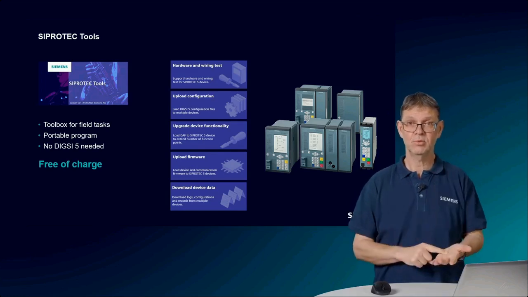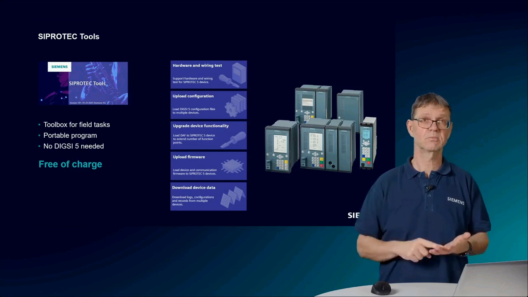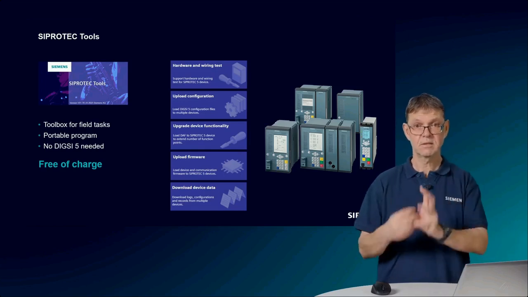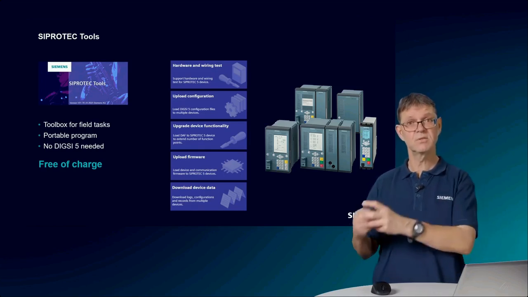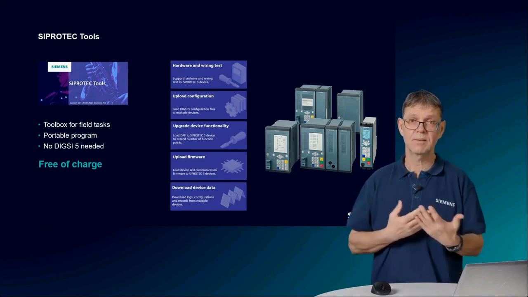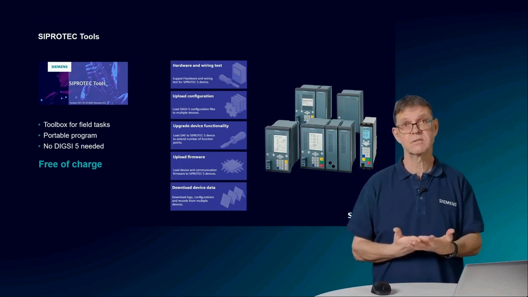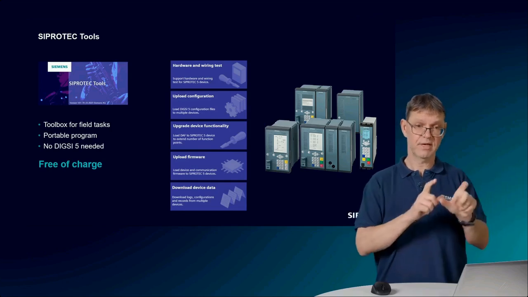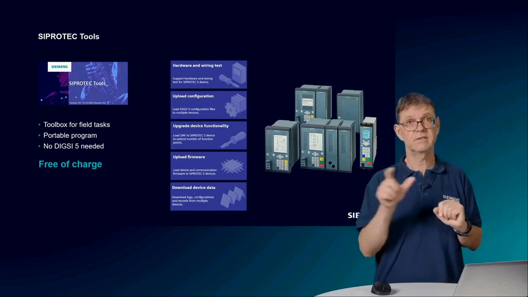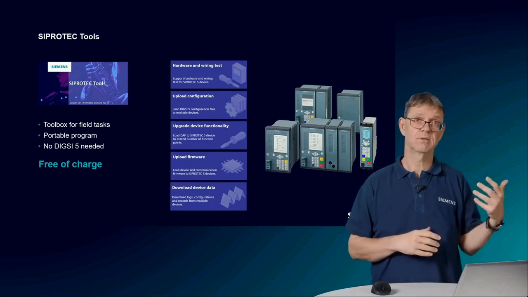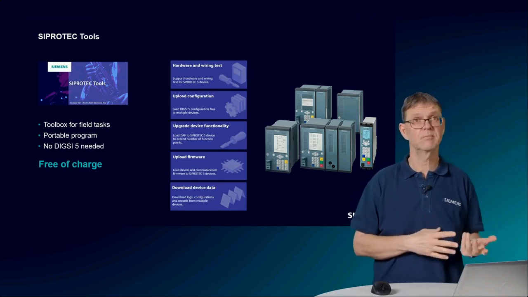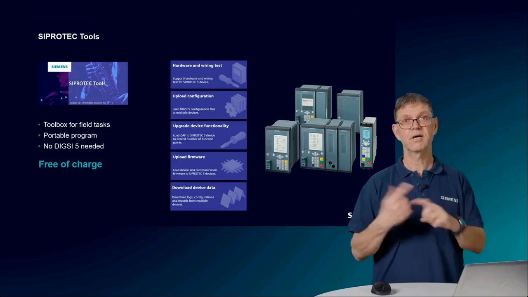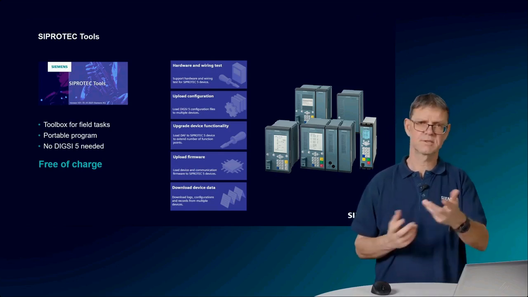Then you can upload a configuration someone gets from the DIGSI. So the DIGSI creates a so-called TCF file, and this file you can then take and upload with the SIPROTEC tools into the relay. What else? Upgrade device functionality. That means if you need more function points in the relay, just take this tool, get the file, a so-called DAF file, from the function point manager, for example. There you can create easily such a file with additional function points, and then you take that file and load it into the SIPROTEC 5 relays.